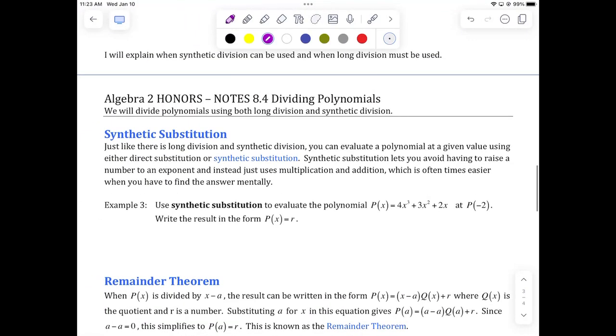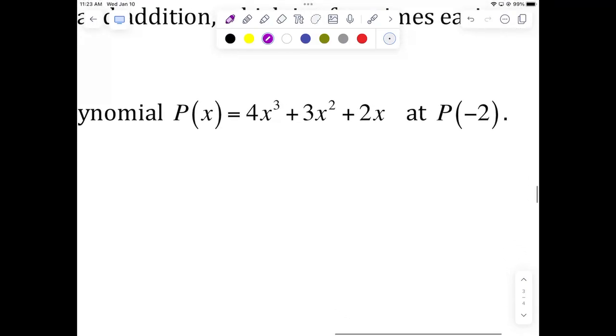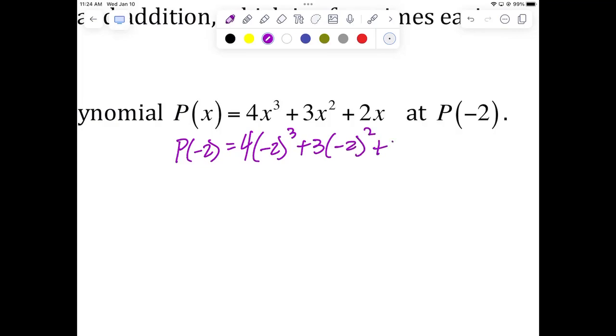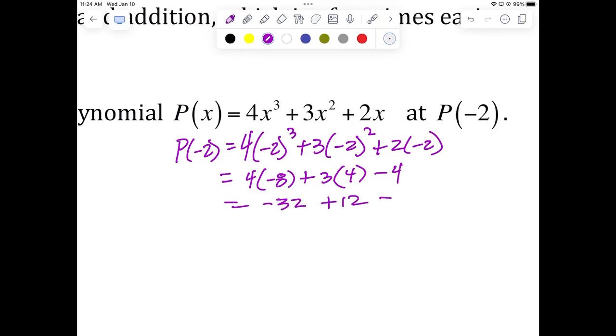This is example 3. Let's say I have the polynomial 4x cubed plus 3x squared plus 2x. I want to evaluate it at -2. Well, there are two ways to do it. I can say p of -2 is equal to 4 times -2 cubed plus 3 times -2 squared plus 2 times -2. And then I can work down and say that's 4 times -8 plus 3 times 4 minus 4. And then I can say that's -32 plus 12 minus 4. And then that's -20 minus 4, which is -24.